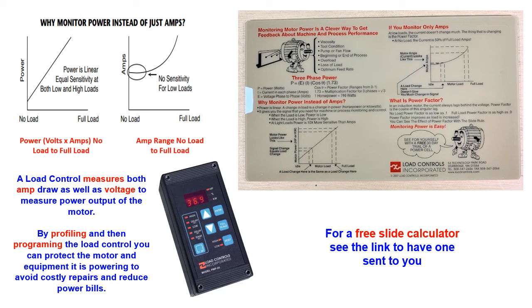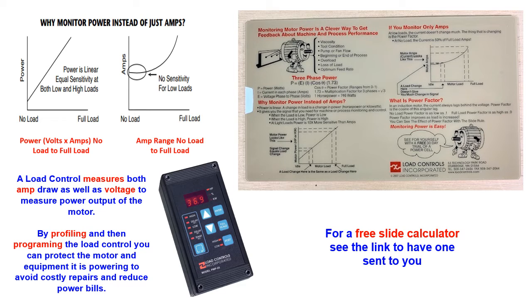Power monitoring provides a longer linear curve, which is shown on the left, and you compare that to the curve on the right, which is measuring only amp draw. Notice that you've only got a very short area where you can profile and understand what's going on with the relationship between voltage, amperage draw, and therefore horsepower on the motor.